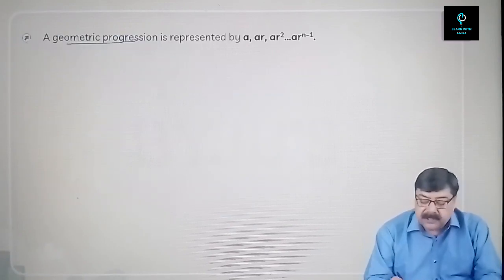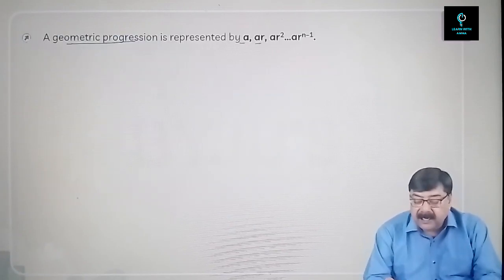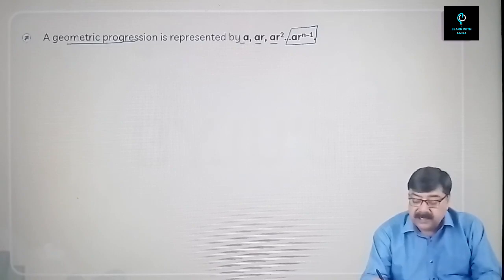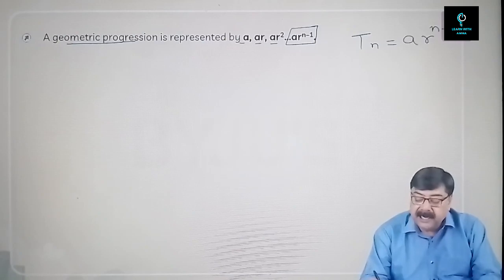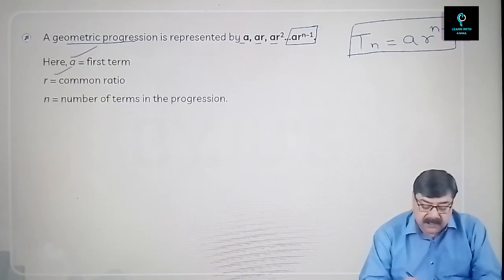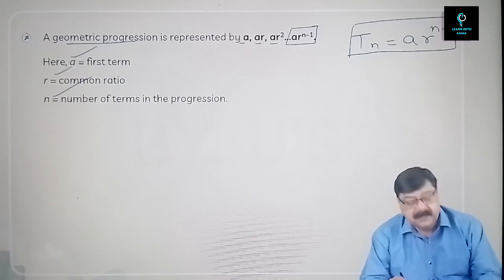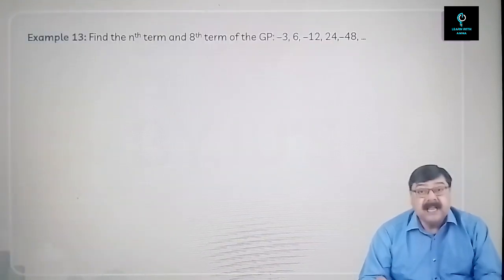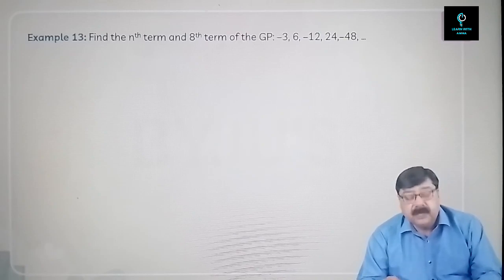Now a geometric progression is represented by a, ar, ar square, and the nth term is represented by ar raised to n minus 1. So the nth term in case of a geometric progression shall be represented by ar raised to n minus 1, where a is the first term, r is the common ratio, and n is the number of terms in the progression. So this is the general term, and let's have a look at some questions based on geometric progression.